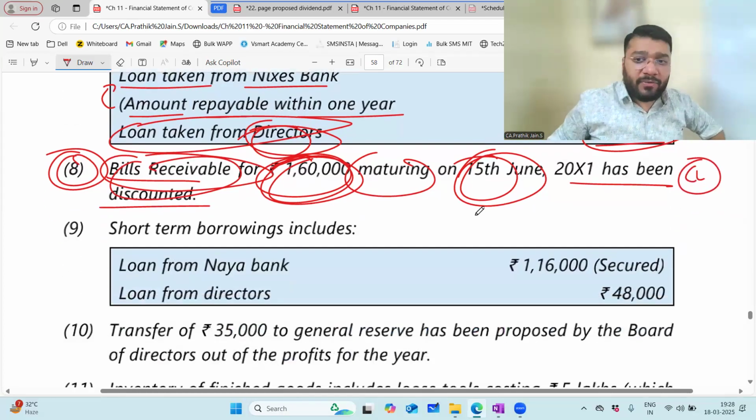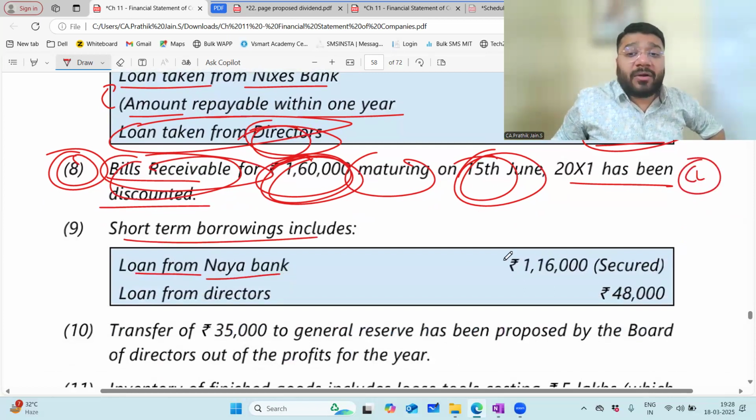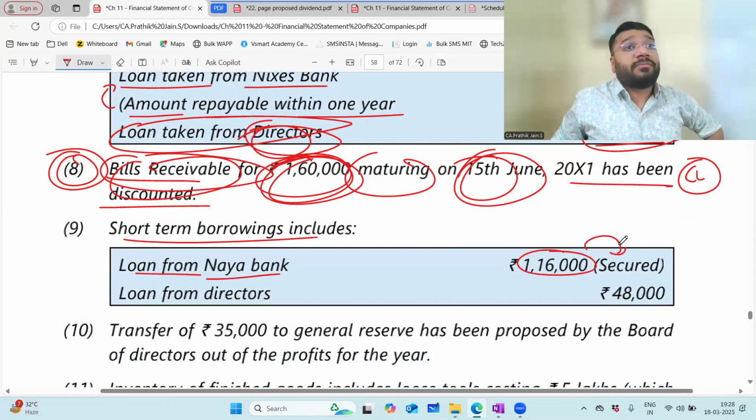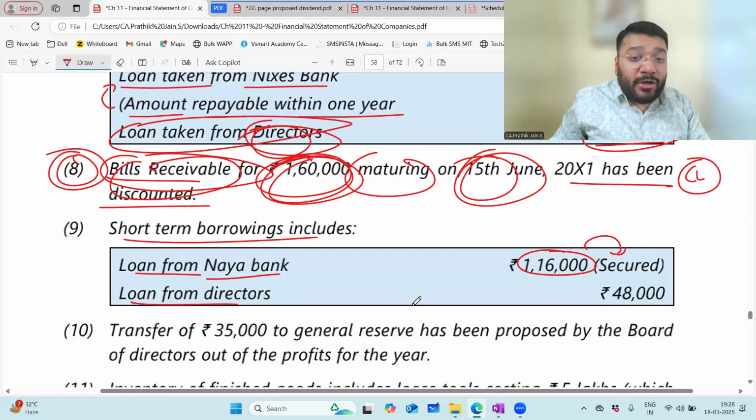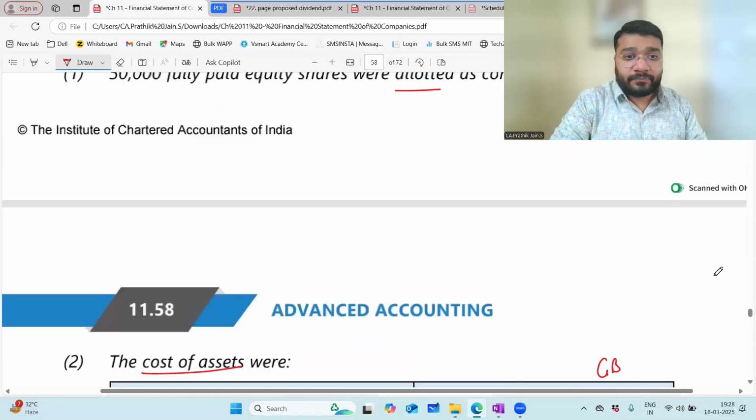No problem. Wonderful. Short-term borrowing includes loan from Naya Bank, 1,16,000, and this is secured. Means I have to give disclosure for secured separately, unsecured separately. And loan from director, 48,000. Both put together how much? 1 lakh 64,000. How much is the total short-term borrowing? 4,60,000.